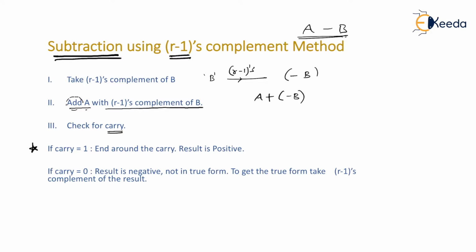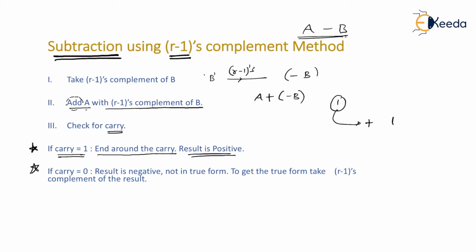The first possibility says if carry equal to 1, end around the carry. What is meant by end around the carry? Very simple. Whatever carry has come, for example, if the carry is 1, just add it to the final result. This is what we actually called end around the carry. And again, you will understand it only when we start with the problem. So I repeat, if the carry happens to be 1, end around the carry and the result is considered to be positive.